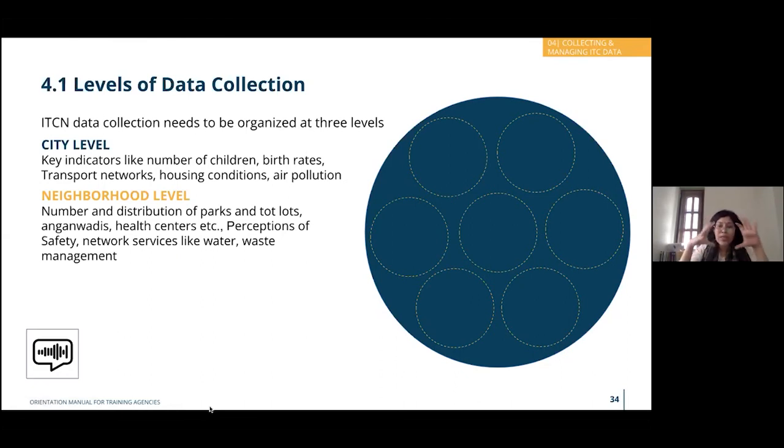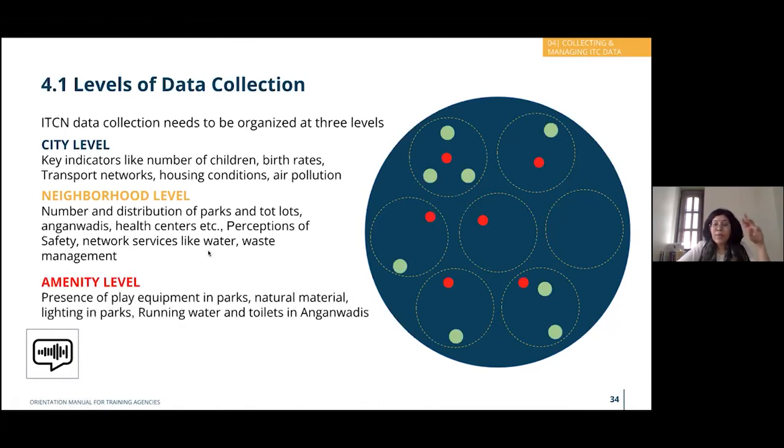So you will also need some data at the neighborhood level, right? So cities will have to organize the collection and management at the neighborhood level. And then finally, because we also have parks and play spaces as an element, and we also have social services as an element, right?